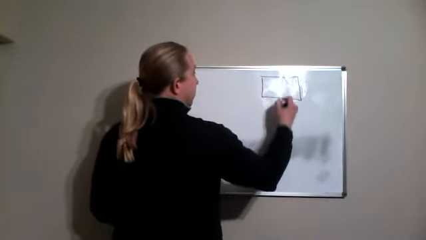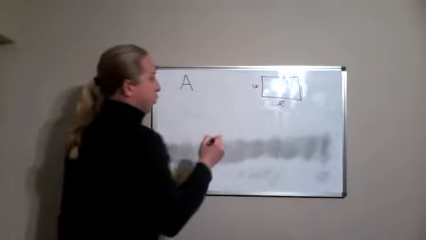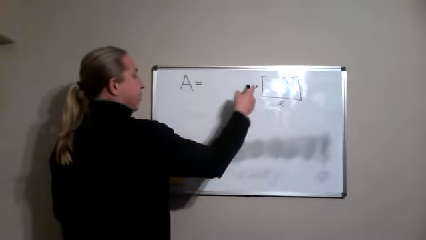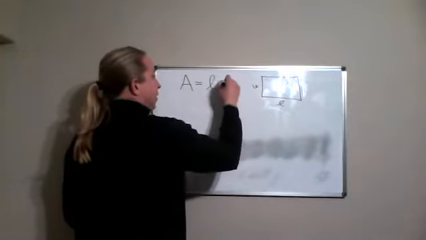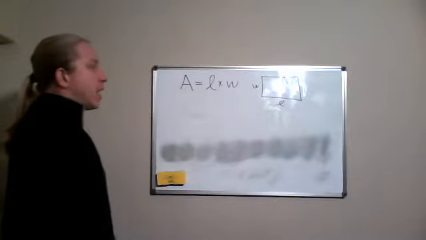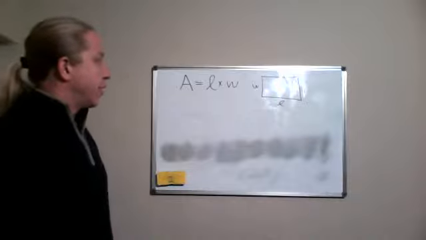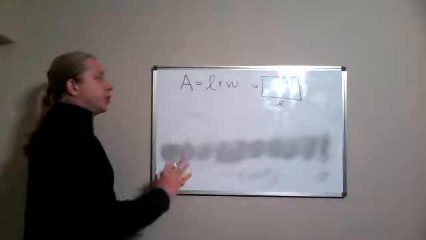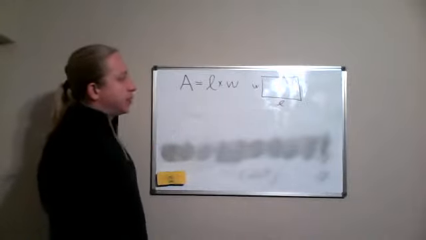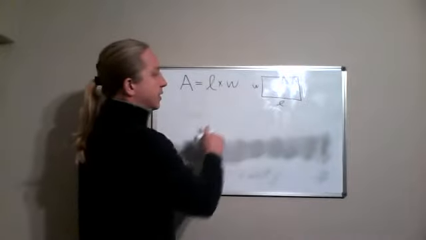Here's our rectangle, length L and width W. Okay, our area of this is simply length times width. And then the units are going to be obviously square units because we're dealing with area. So guys, that's pretty straightforward. Rectangle, no issues about that. Remember, rectangles have 90 degrees.